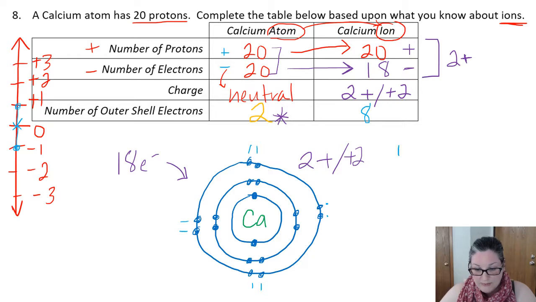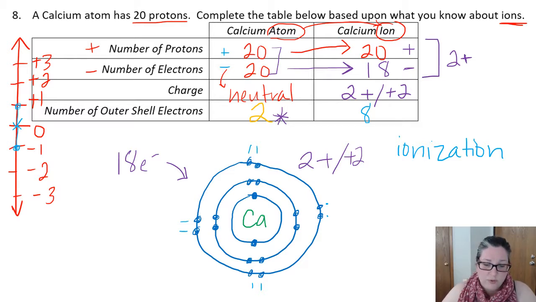I'll write that word down. Ionization is the process of something getting or receiving or giving away electrons that will change its overall charge.